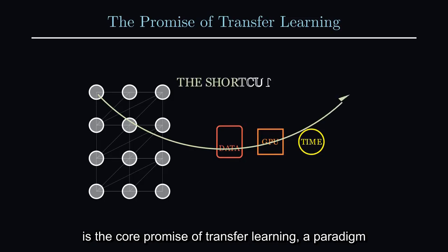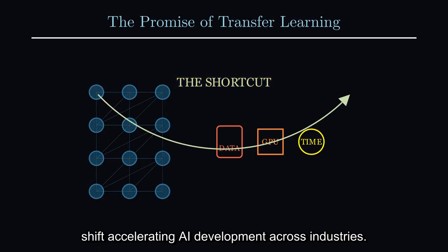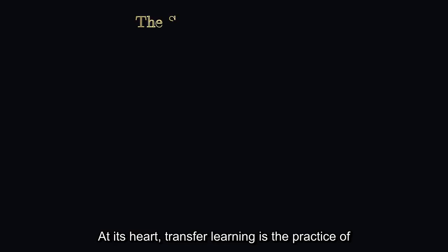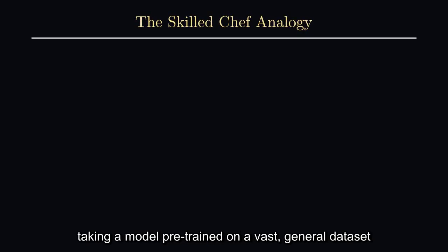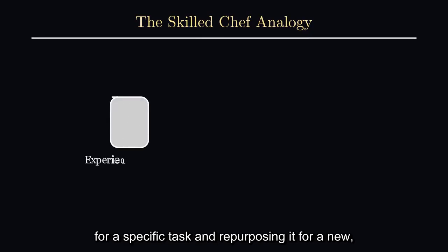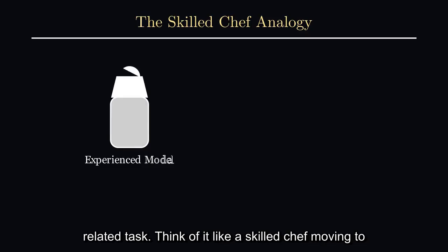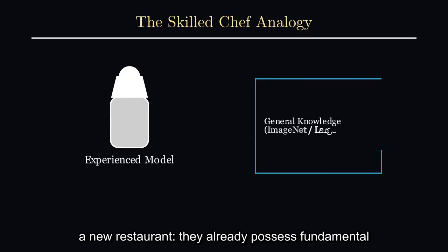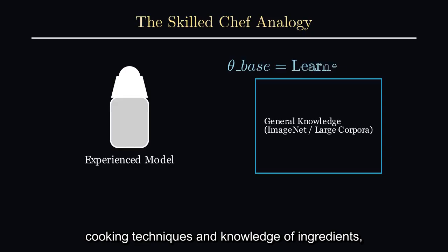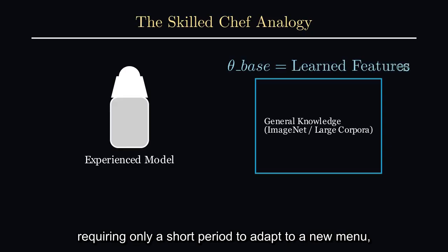At its heart, transfer learning is the practice of taking a model pre-trained on a vast, general dataset for a specific task and repurposing it for a new, related task. Think of it like a skilled chef moving to a new restaurant. They already possess fundamental cooking techniques and knowledge of ingredients, requiring only a short period to adapt to a new menu, rather than learning to cook from zero. The pre-trained model acts as this experienced foundation, equipped with learned features that are broadly applicable.